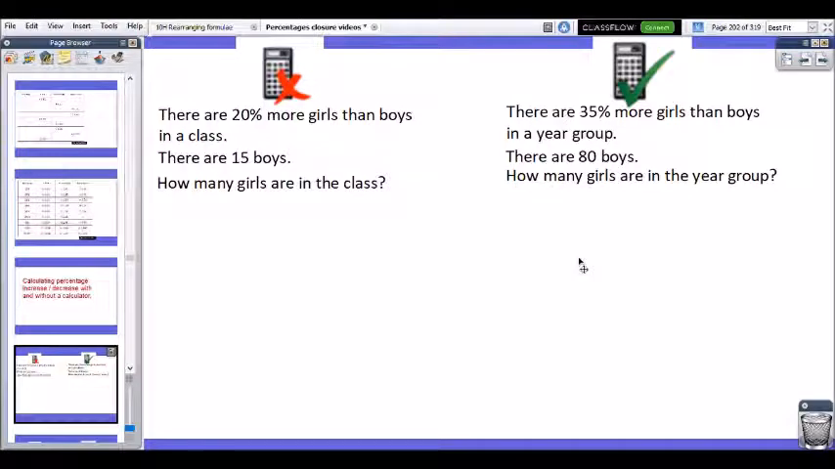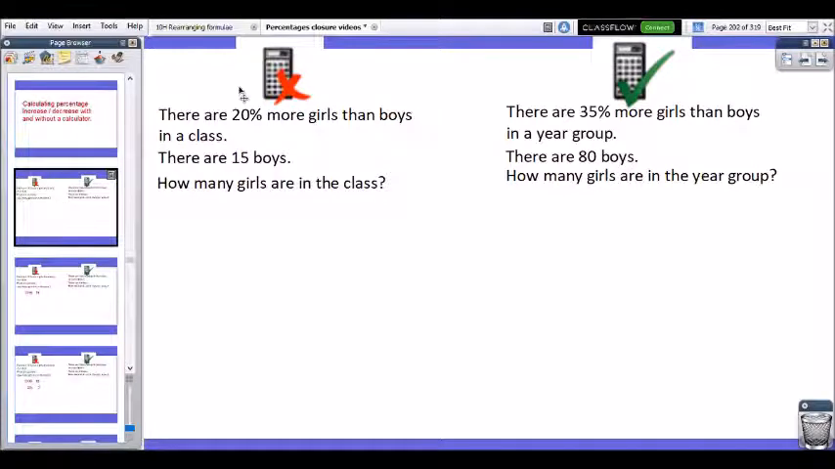In your classwork today, pay attention to the calculator and non-calculator symbols because you're going to have to adjust your method depending on if you're allowed a calculator or not. Okay, so let's begin with a non-calculator question.